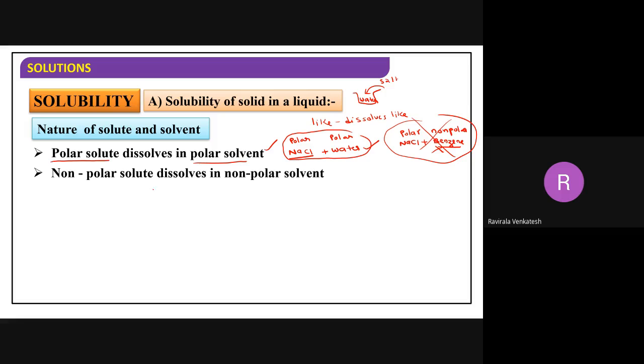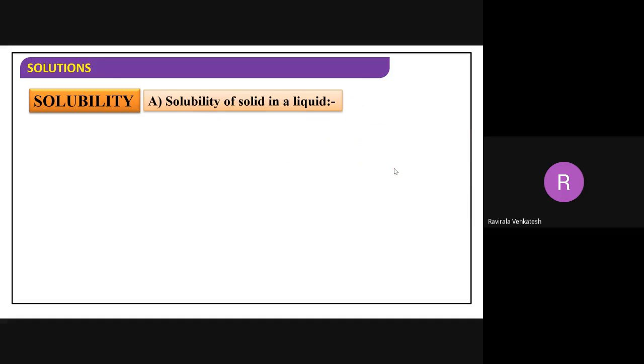Next, non-polar solute dissolves in non-polar solvent only. For example, I take CCl4 and dissolve it in benzene. Dissolving will definitely take place because both are non-polar. It is non-polar and it is non-polar. Now they can dissolve. That means like dissolves like. If you remember like dissolves like, it will be easy for you.